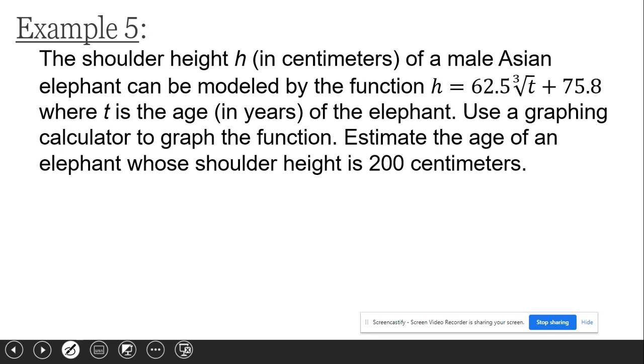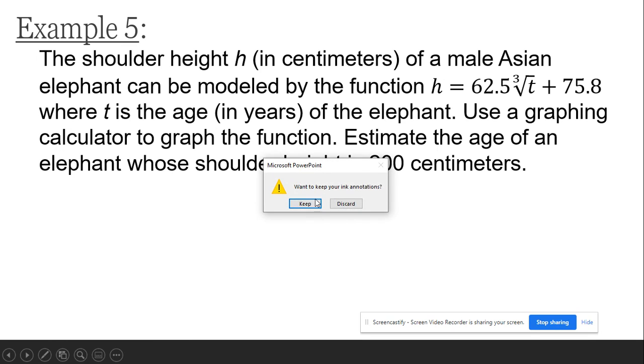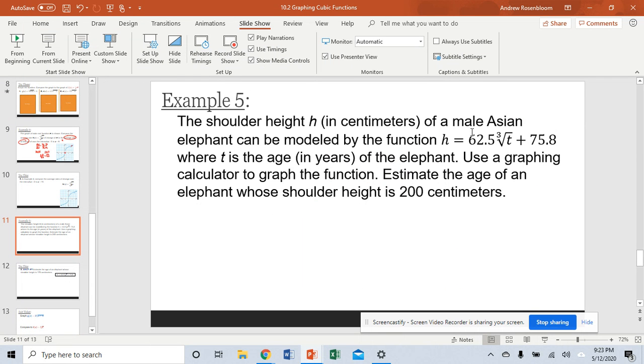We're going to hold off and not go through the word problem here. You can take a look at that on your own. It says use a graphing calculator to graph the function. Obviously, we would be using Desmos to graph this function. And we want to use it to estimate the age of an elephant whose shoulder height is 200 centimeters. So let's actually take a look at that. This will be a good use of Desmos again.